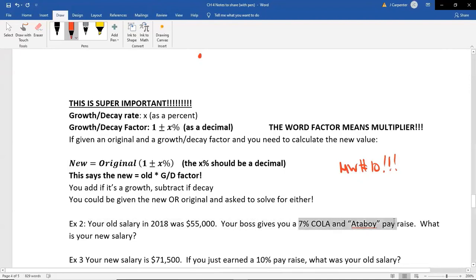We usually just get COLAs, but not complaining. And we usually don't even get those every other year. But again, it is what it is. Not the point of the problem.